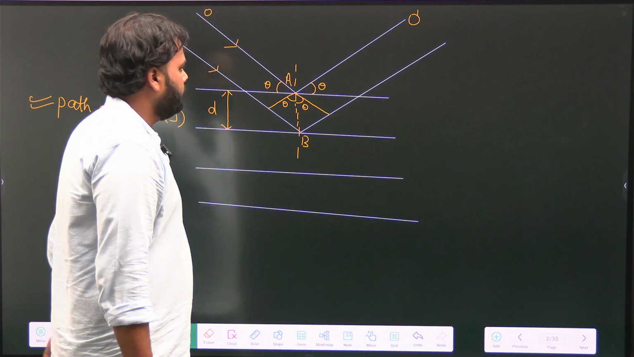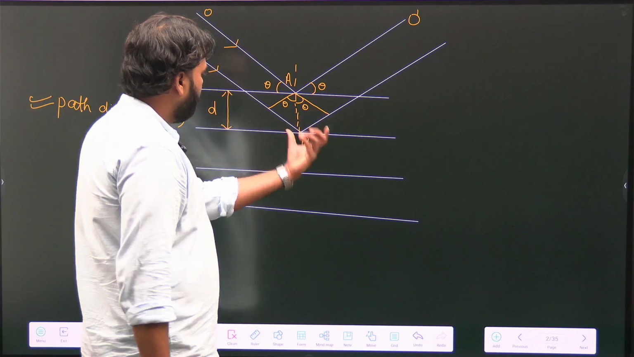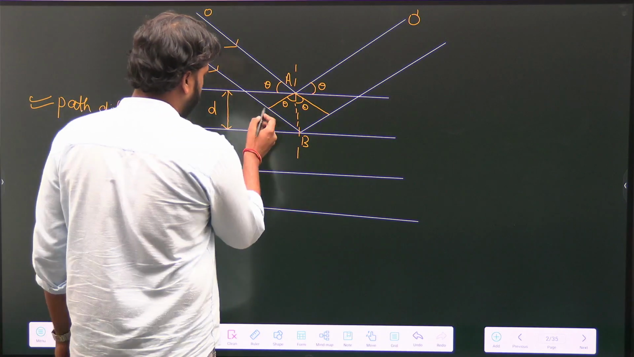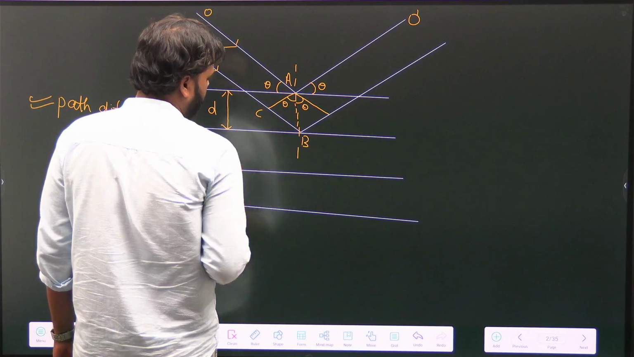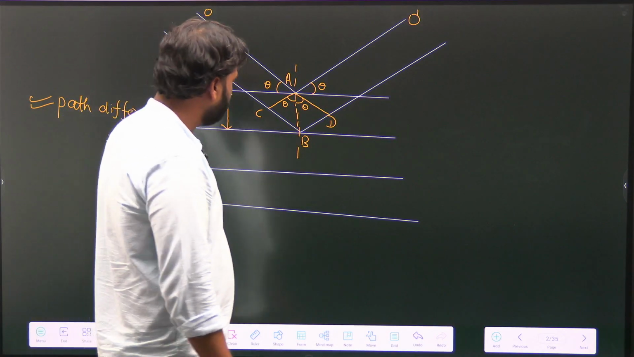Okay, now so what will be the path difference? Let's name them. Let's suppose this point is C and this point is capital D, right?